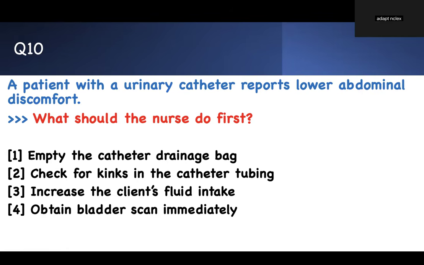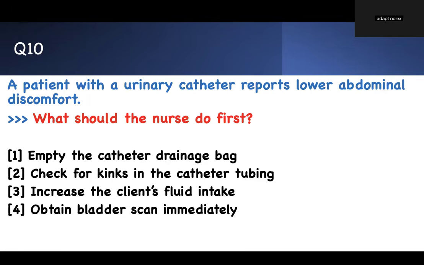And the last one, same thing. The last one is a broad common sense question. It's a common thing you would do with intervention. The patient with the urinary catheter reports lower abdominal discomfort. He has a Foley catheter. He's complaining about abdominal pain. What should you do first?